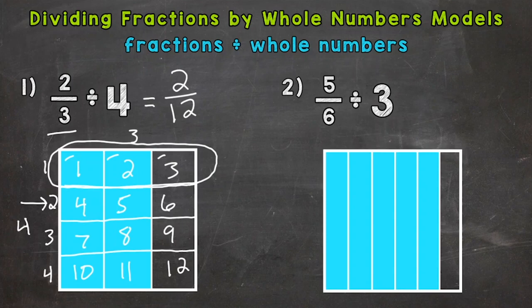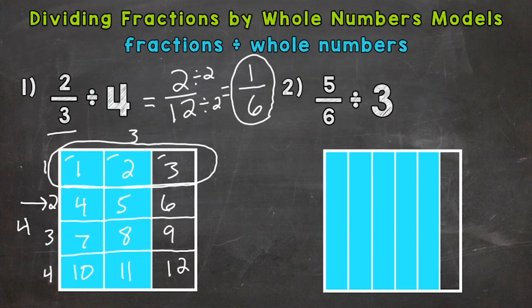So our answer is 2/12. Now we need to check to see if we can simplify. And we can. 2 and 12 have a common factor of 2. So divide both by 2. And we get a simplified answer of 1/6. So to recap, we started with 2/3, split it into 4 equal groups, and then we picked one of those groups to see what it equals. It equaled 2/12, then we simplified.